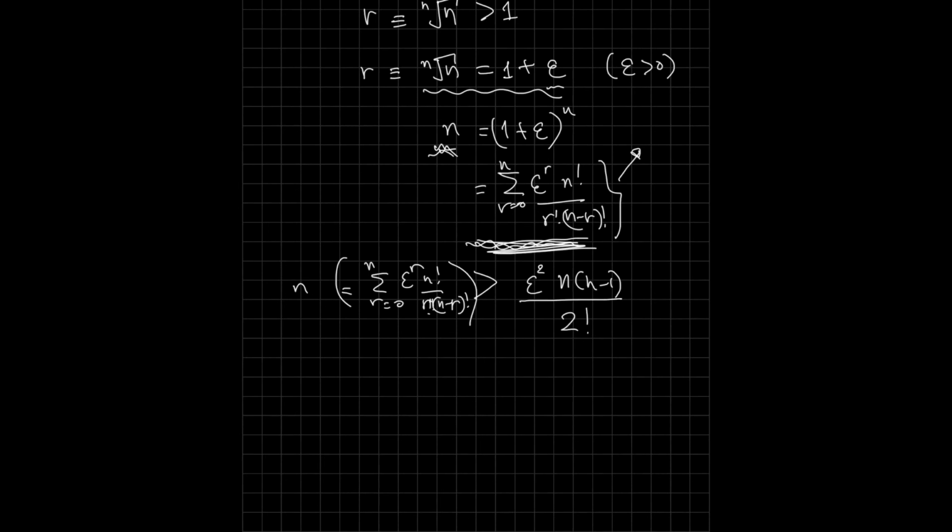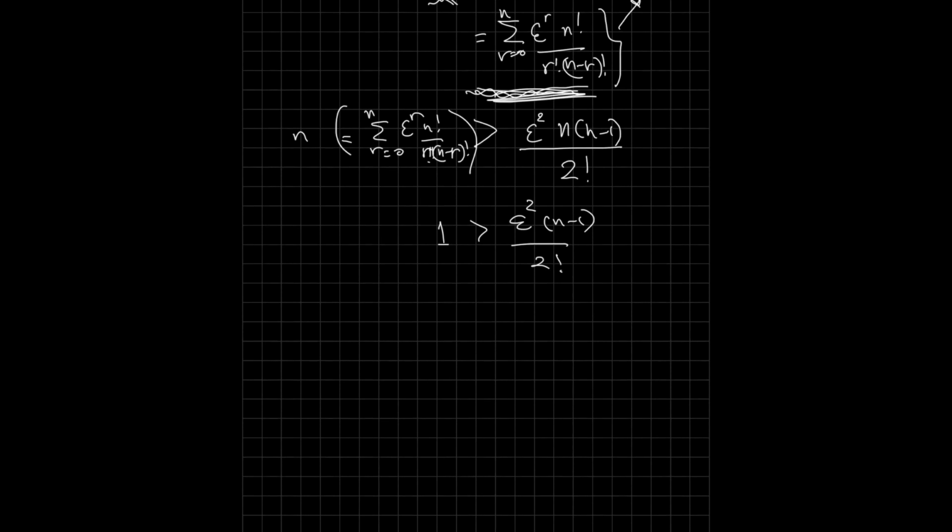now I can cancel the n's from both sides. So what I get is 1 is greater than epsilon squared times n minus 1 all over 2 factorial. And then, if we rearrange that a bit, we get 2 over n minus 1 is greater than epsilon squared. And we also know that epsilon is a positive number. So we can do this.